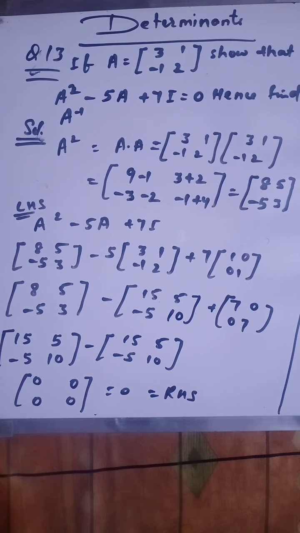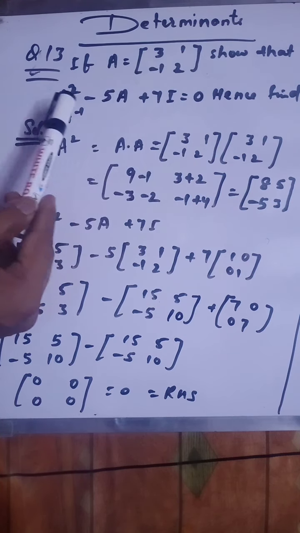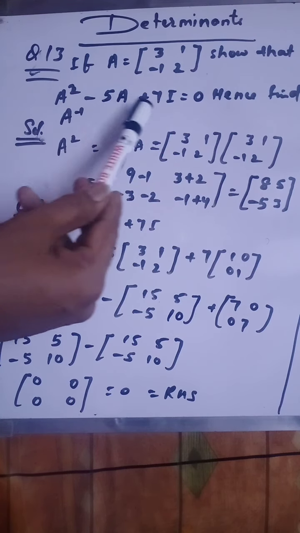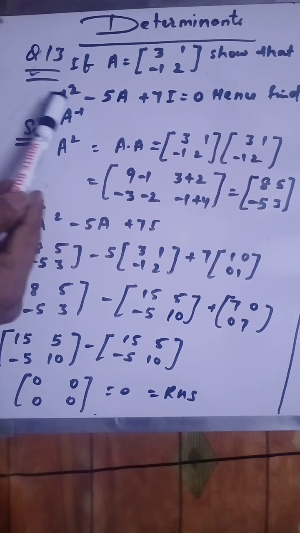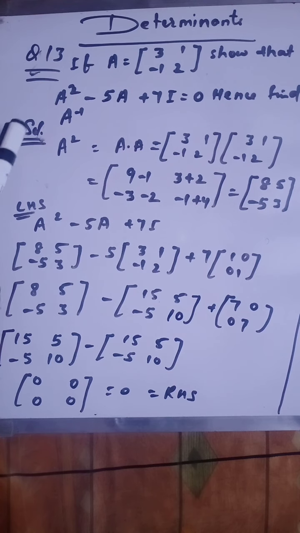Hello everyone, this is your question number 13 of the same exercise. Here a matrix A is given to us, and we have to show that A square minus 5A plus 7I is equal to 0. First we have to prove this is equal to 0, and hence we have to find A inverse using this equation. Okay, so here's the solution.